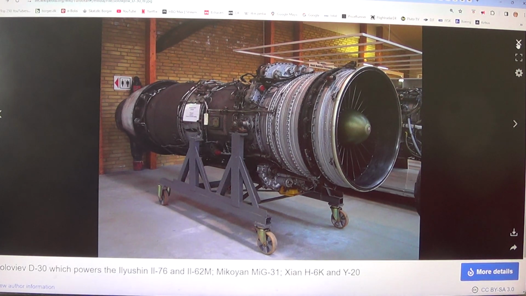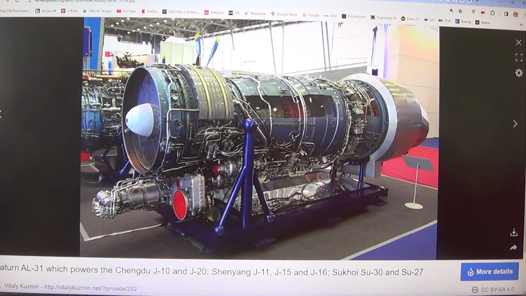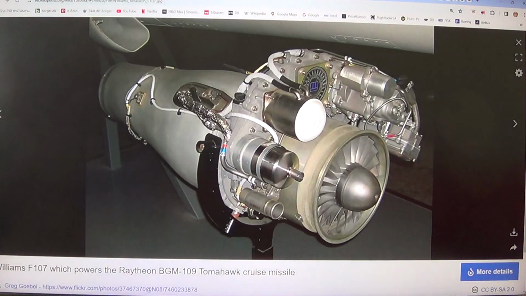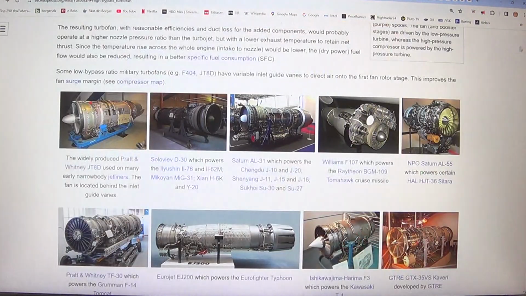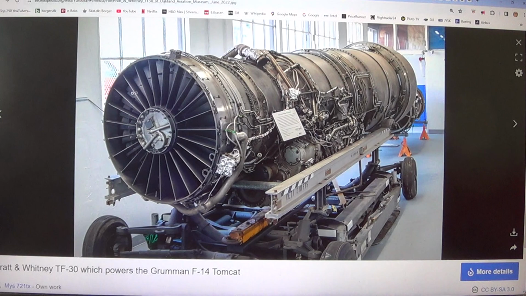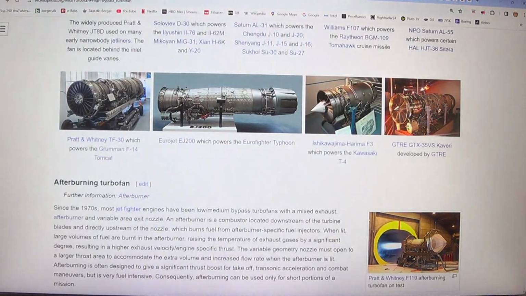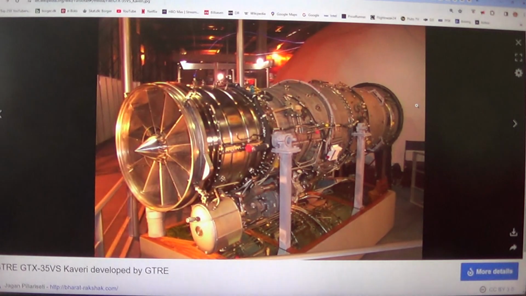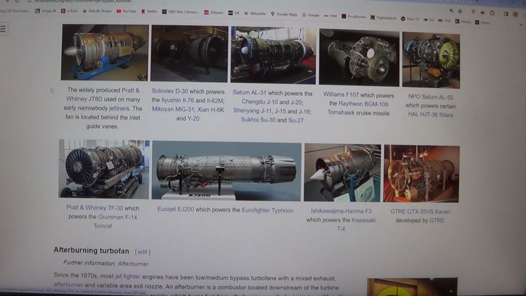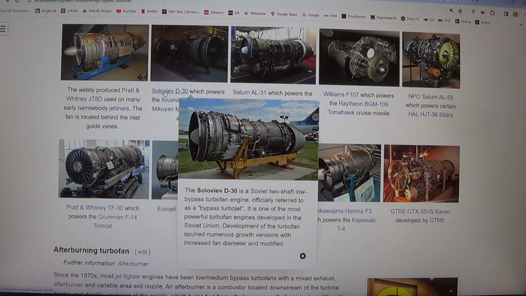Some low bypass ratio military turbofans, for example F404, JT8D, have variable inlet guide vanes to direct air onto the first fan rotor stage. This improves the fan surge margin, see compressor map. 1. The widely produced Pratt & Whitney JT8D used on many early narrow-body jetliners. The fan is located behind the inlet guide vanes. 2. Solovyev D-30, which powers the Ilyushin Il-76 and Il-62M, Mikoyan MiG-31, Xian H-6K and Y-20.